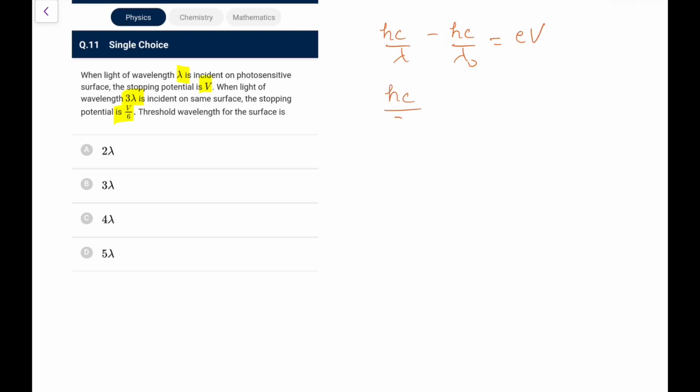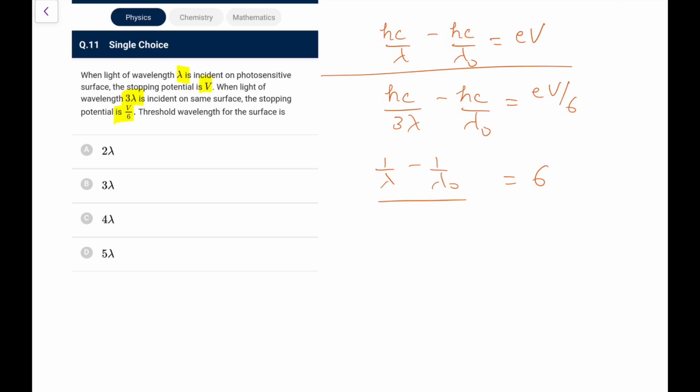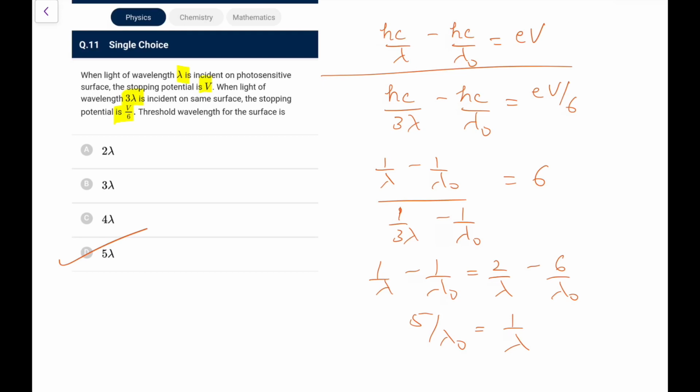Then we have hc by 3 lambda minus hc by lambda naught equals ev by 6. Dividing them, hc cancels, and we get 1 by lambda minus 1 by lambda naught is equal to 1 by 3 lambda minus 1 by lambda naught, with a factor of 6. So 1 by lambda minus 1 by lambda naught is 2 by lambda minus 6 by lambda naught. So take it here, 5 by lambda naught equals 1 by lambda. So lambda naught you can make out is 5 lambda. Go for option D, that is the most appropriate one for us.